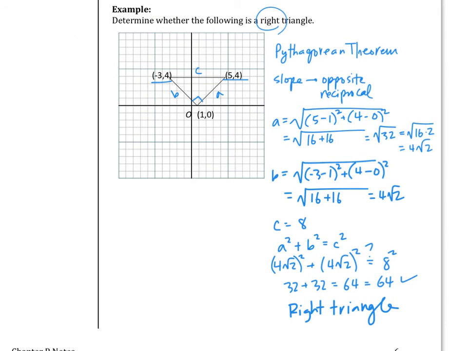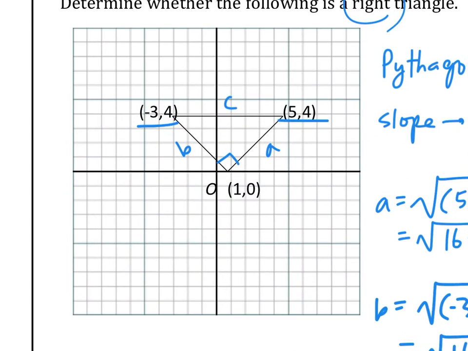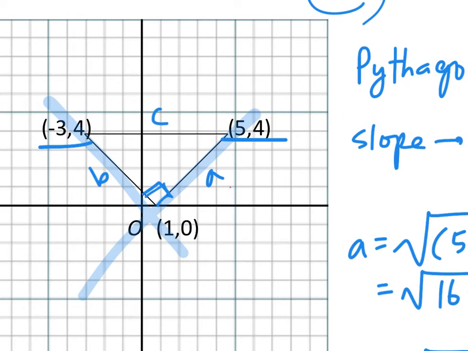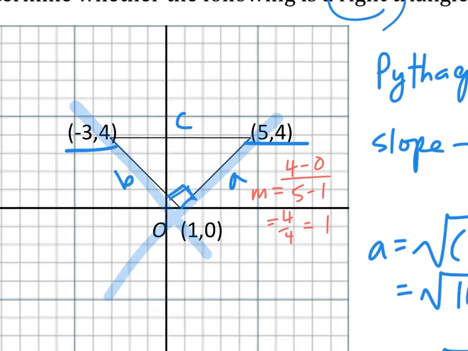Now, if you wanted to check the slope, then what we are trying to figure out is if this is a right angle. And so that means we're trying to figure out if these two slopes are opposite reciprocals of each other. I'm going to do this in a different color. So let's say we're trying to find the slope of this line, then we will use the slope formula, y2 minus y1 over x2 minus x1. So that is 4 over 4, which is 1.